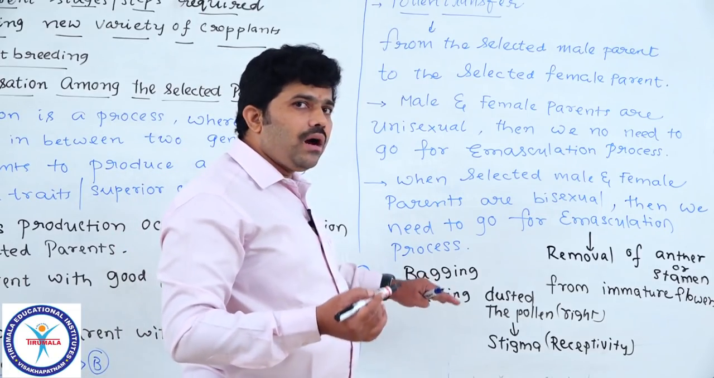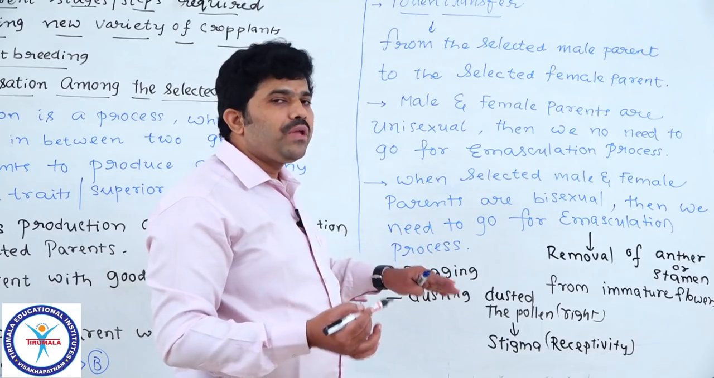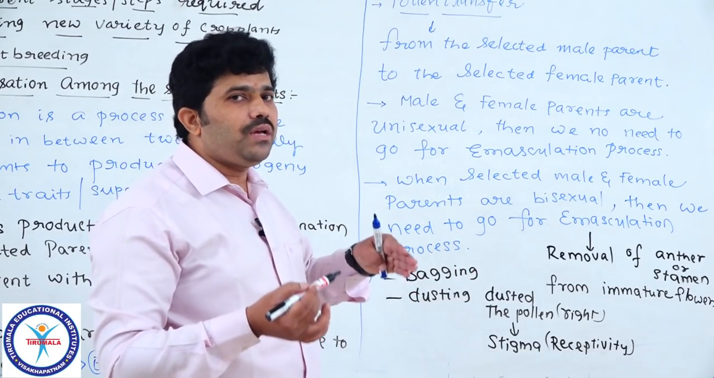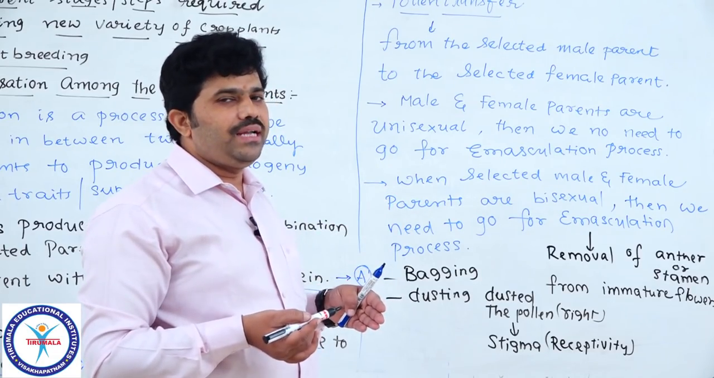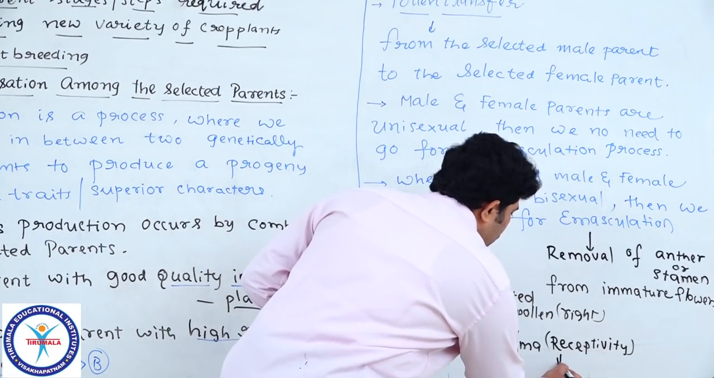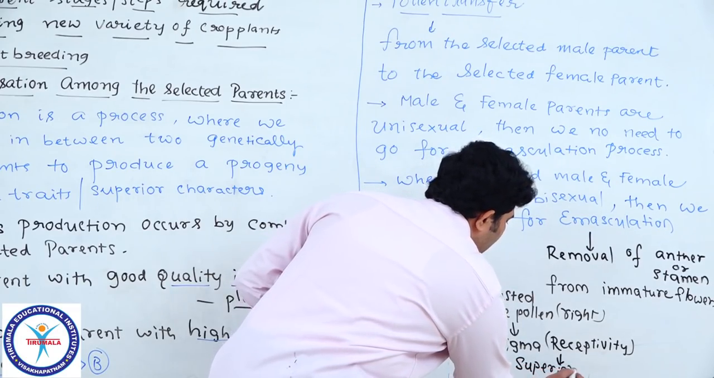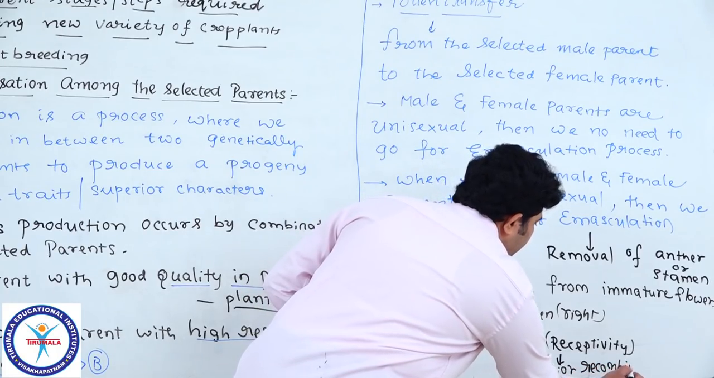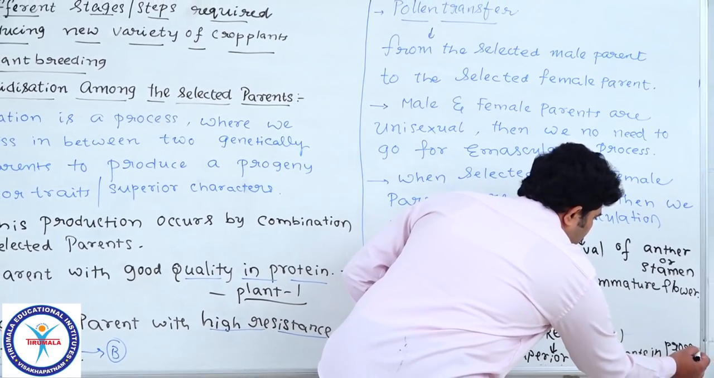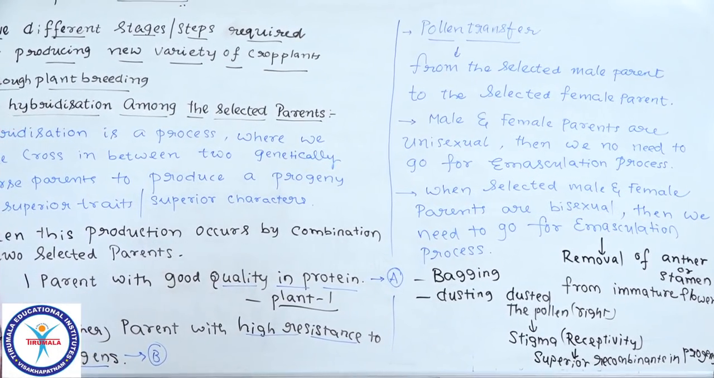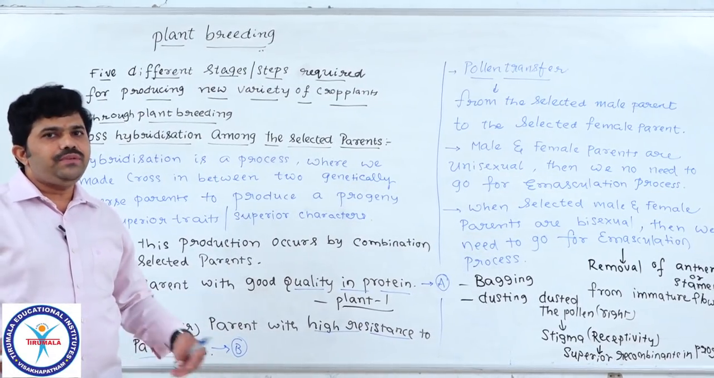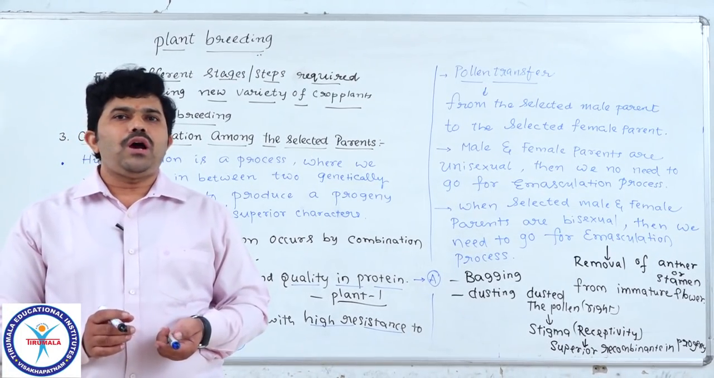So we do artificial hybridization through the transfer of right pollen grains from the selected male parent to the receptive stigma of the flower on the selected female parent. Understood? That is what we call cross pollination. We carry out cross hybridization for the production of superior recombinants in the progeny. Students, please note down, in the progeny. Superior recombinants, or traits, are generally seen in a progeny. This is the process we carry out in this particular step, cross hybridization among the selected parents. Next we go for a little discussion of the different types of cross hybridization. Understood?